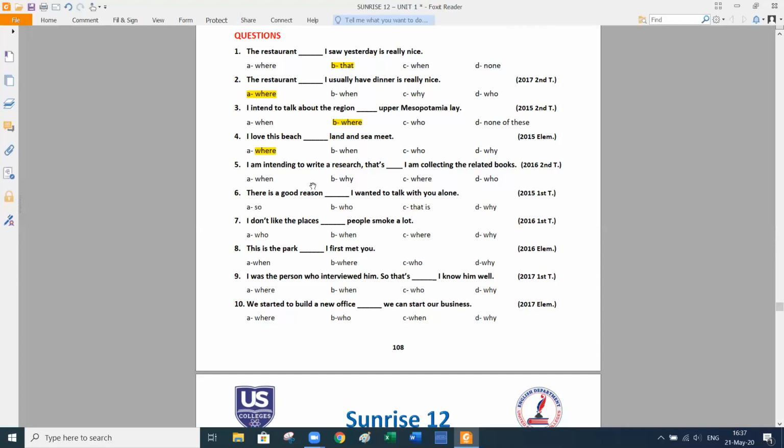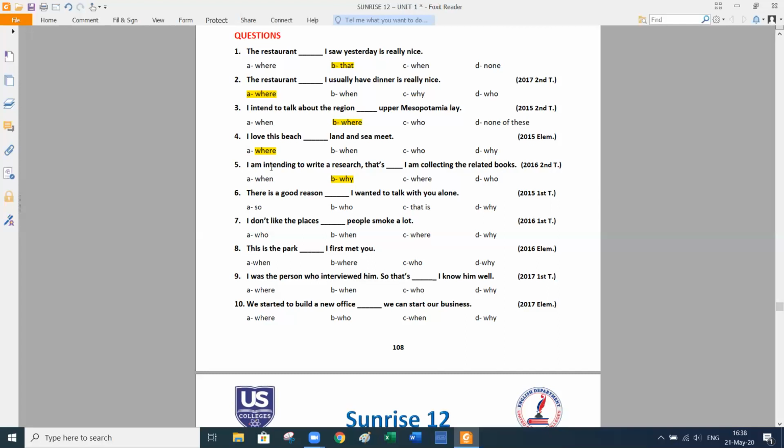And the next one: I am intending to write a research. That's why I'm collecting the related books. That's the reason. That's why I am collecting the related books. Because we are talking about a reason, we use why. That's when. You can say that's when if you have a time expression in the first sentence. That's when I am collecting the related books.